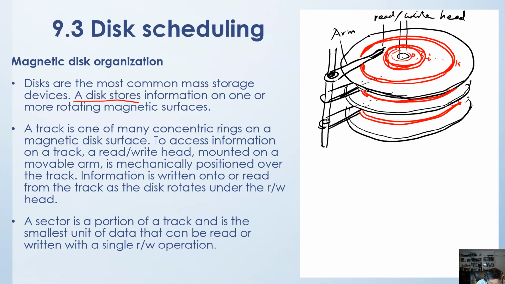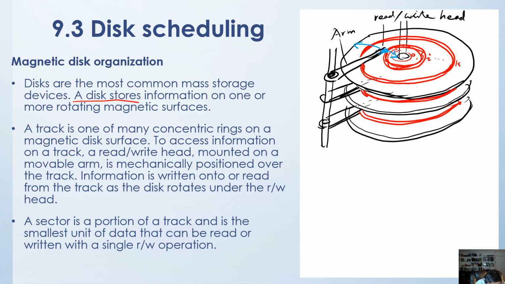You can move the arm, because you can rotate the arm left or right. When you move left, it moves towards the edge of the disk, and when you move to the right, it moves to the center of the disk. In order to access particular data in a track, for example track I, you move the arm and point the read and write head to track I.